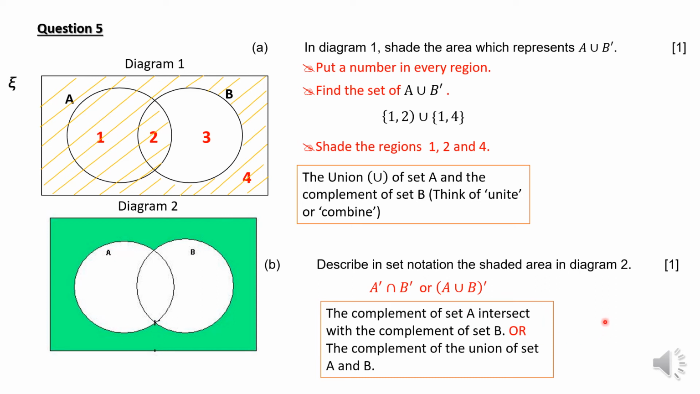So the complement of set A intersect with the complement of set B, or the complement of the union of set A and B. Well, I do not suppose you write them in words. I want you to use the notation as it's there. So I just included this word part so you can have an idea how to read or interpret this particular notation.